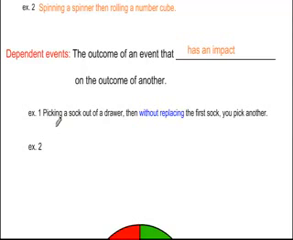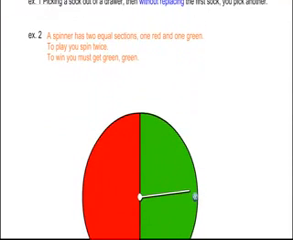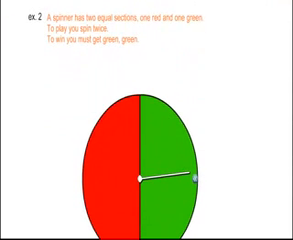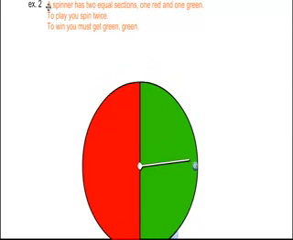All right, the second example we want to look at real quick. You spin a spinner that has two equal sections, one red and one green. To play, you spin twice. To win, you must get green, green. So for an example, you guys can watch this real quick. There's nothing to write, but you should write down your example too.